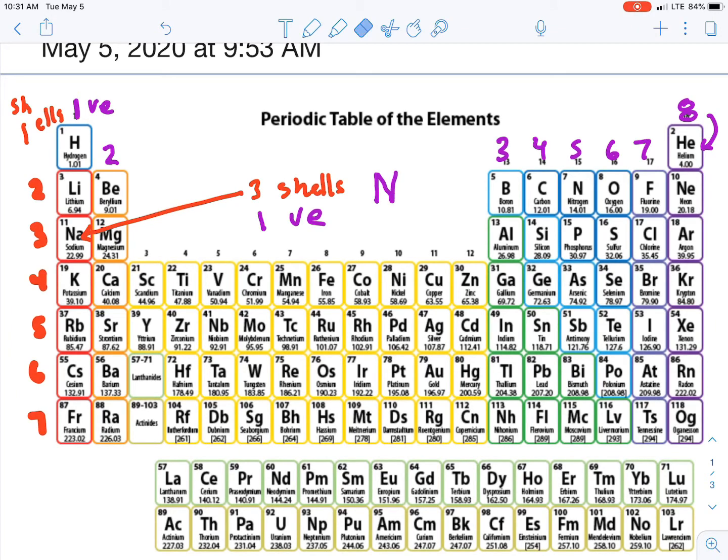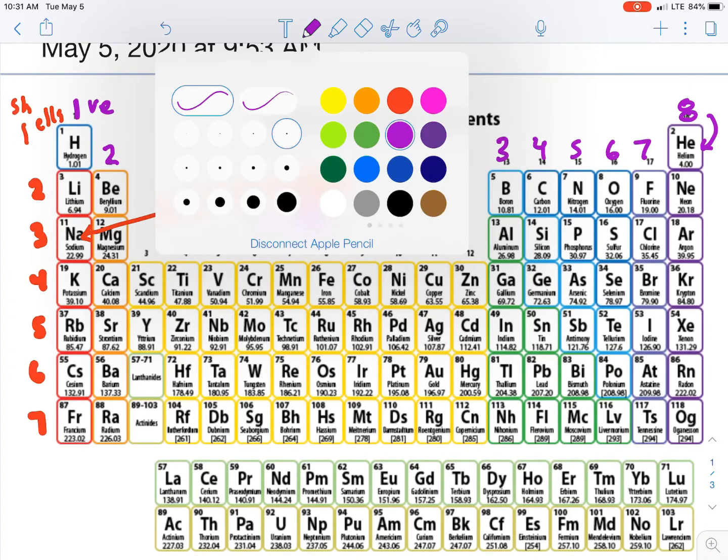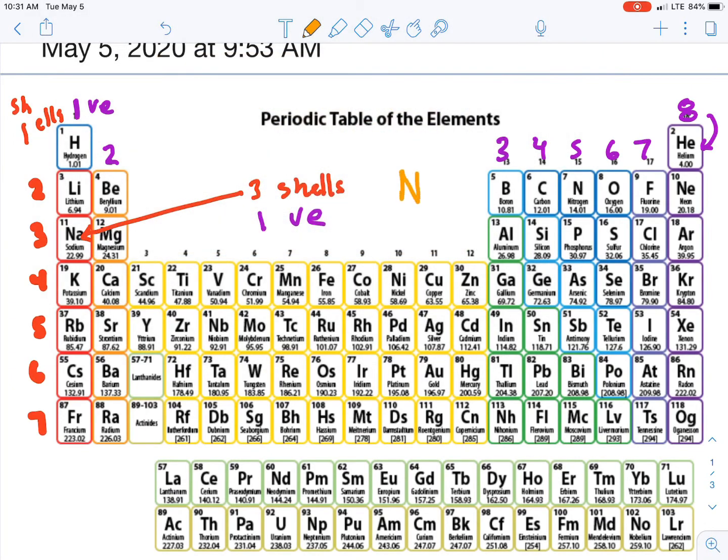I'm going to switch colors again. Say we have 1 electron. Na, right? It has 1 dot. Well, it has 1 unpaired electron.